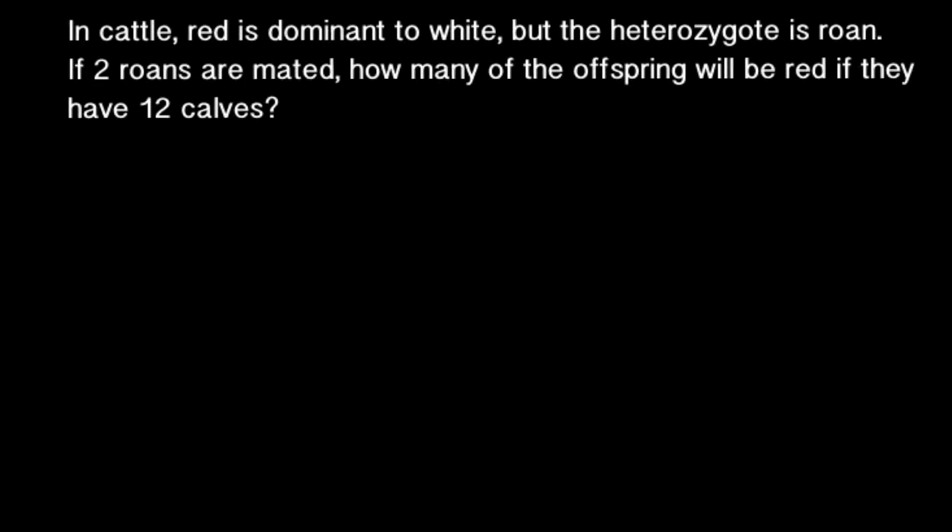Hi, today's problem is: in cattle, red is dominant to white, but the heterozygote is a roan. If two roans are mated, how many of the offspring will be red if they have 12 calves? If you know how to solve this problem, I recommend you stop the video here and try to solve this problem on your own first. When you are ready, you can run the video again and compare your answer with my answer and explanation.